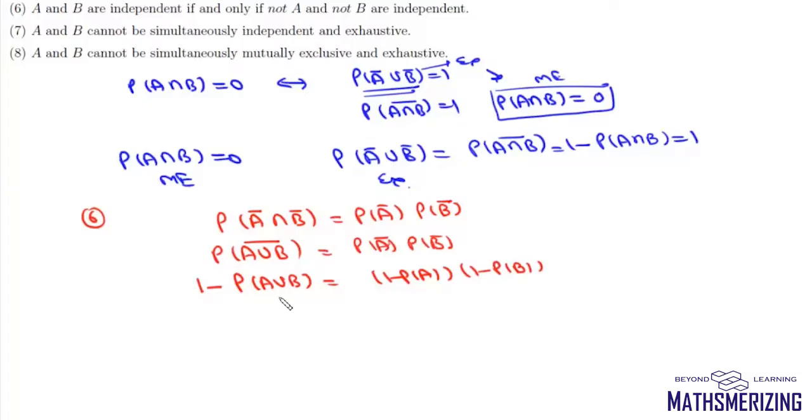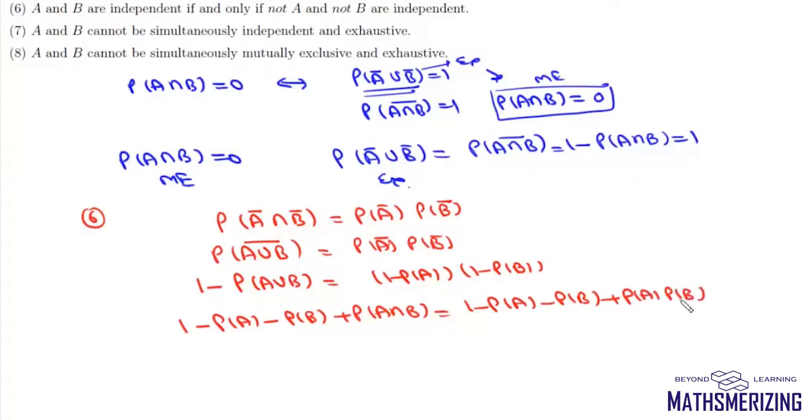Now P(A union B) is PA plus PB minus P(A intersection B), so it will be 1 minus PA minus PB plus P(A intersection B), and it will be equal to 1 minus PA minus PB plus PA into PB. Now this 1, PA, PB will cancel. So from here, the only condition that we get is probability of A intersection B is probability of A into probability of B. So if A naught and B naught are independent, then it implies A and B are also independent. And we can prove vice versa also.